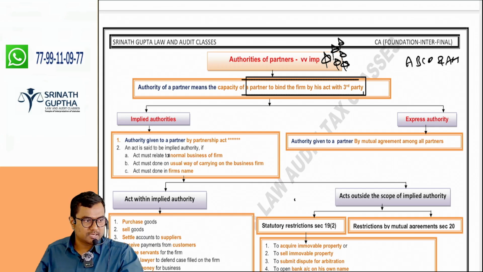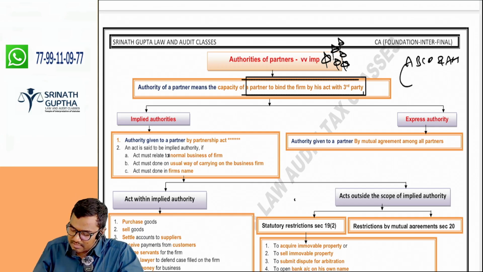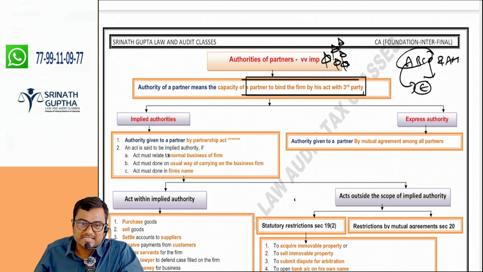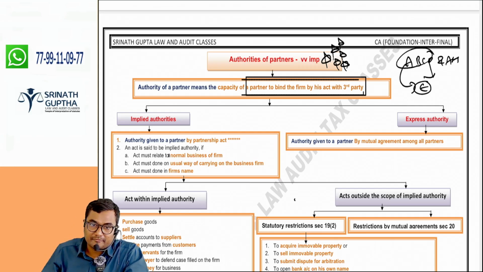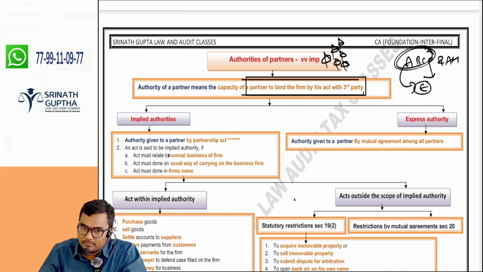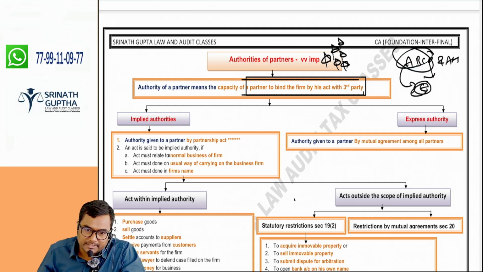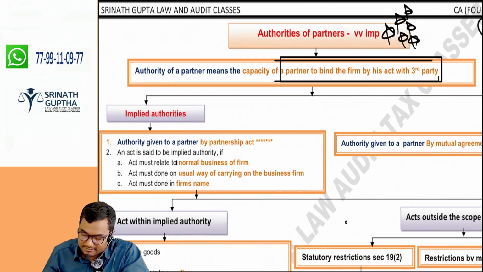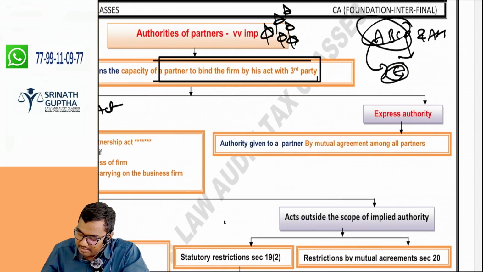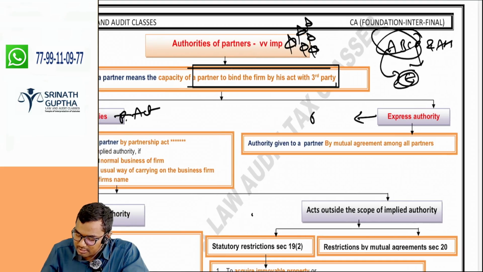Who's selling the goods? Ajay, to Ishwar. Even if only Ajay is selling, the whole firm is liable to Ishwar. It is said to be authority. It means the power of a partner to bind the whole firm by his activity with a third party. It is of two types: implicit authority and express authority. If authority is given to a partner by the Partnership Act, it is implicit authority. If authority is given to a partner by the partnership deed, it is express authority.